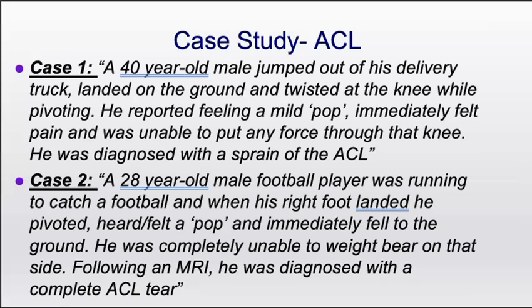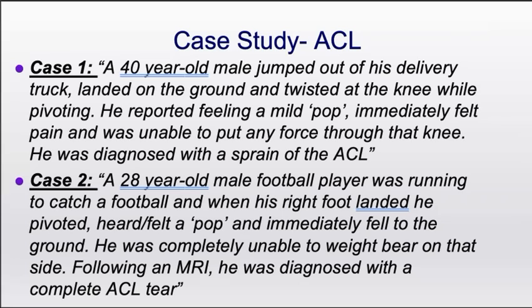Our next case involves, actually it's two cases. We're going to look at the ACL, or the anterior cruciate ligament. So the first case is more of a worker injury. So you've got a 40-year-old male who works in a delivery truck. He jumped out of the truck, landed on the ground, and twisted at the knee while he was pivoting. So he reported feeling a little pop. He went and delivered the package to the front door, and he had immediate pain, especially when he went to put any force on it after he had sat in his truck for a couple of minutes and had to do the next delivery. Okay.